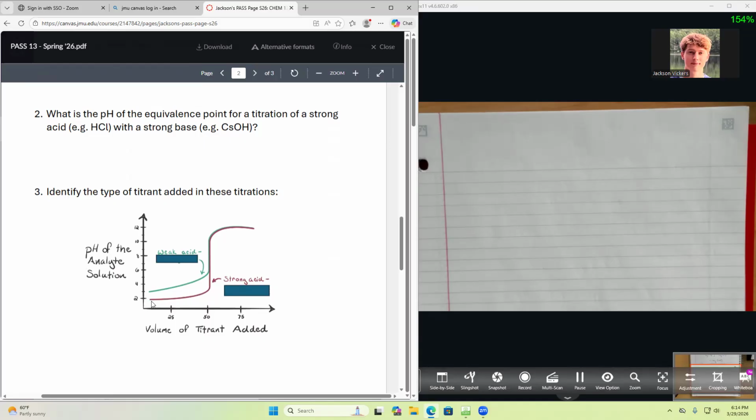Let's start with this red one here. So this is a titration where we're starting at pH 2, so we're starting with a strong acid sitting in that flask, and we end up at a pH of 12. So the equivalence point in this one is going to be right there, smack dab in the middle at 7. So what do we think we're adding? What kind of titrant? Do we think it's an acid, a base? Do we think it's a strong acid, a weak base? What are we thinking here?